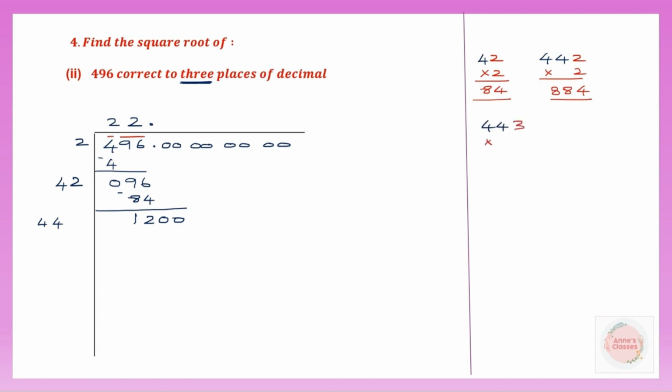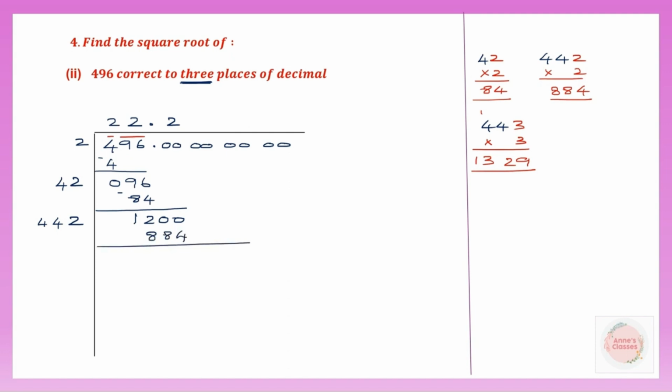3 into 3. 3 3s are 9, 3 4s are 12, carry 1, 3 4s are 12 plus 1, 13. 1329, which is greater than this. So we have to work on 884. That means next to 44, we're going to write 2 and make it 442. So let's put 2 here. So 442 into 2 is 884. Now we need to subtract.